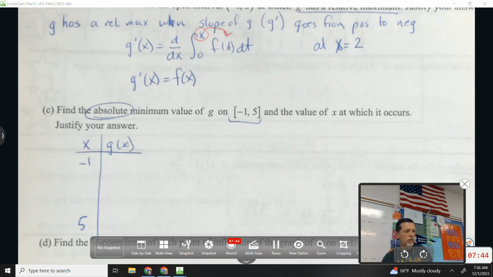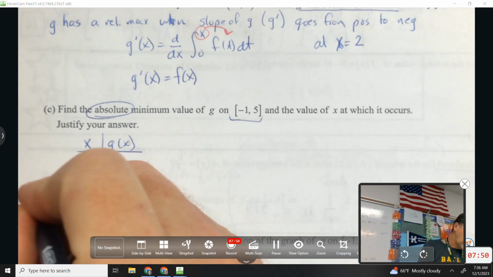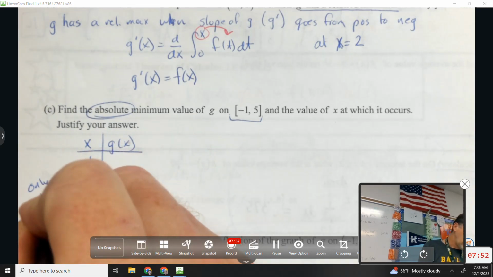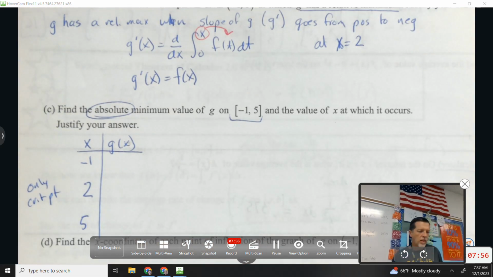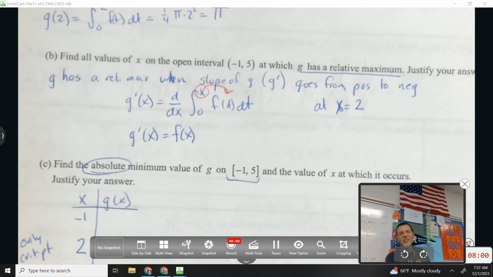I also want to include the critical points. But we just found the critical point. In fact, the only critical point is x equals 2. And I'm not sure I really even need to check that one.